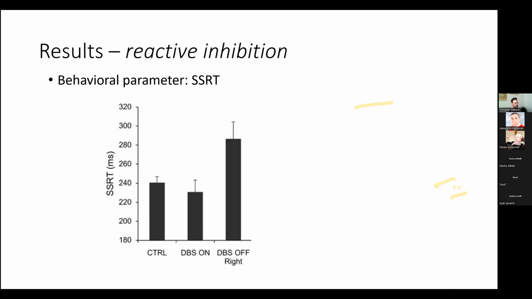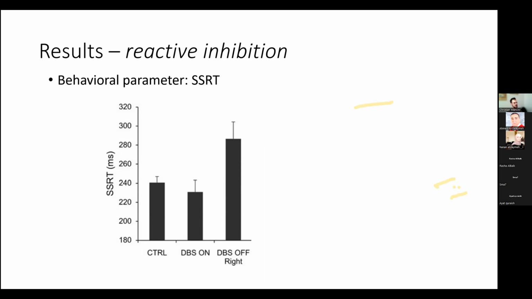But what happens if we deactivate only the right electrode? Stop signal reaction times become much longer, meaning that patients without the active right electrode have a lot more difficulties to inhibit because they take a longer time to implement their inhibition. And this demonstrates initially that maybe the right subthalamic nucleus is in fact the most important part of this network for inhibition.